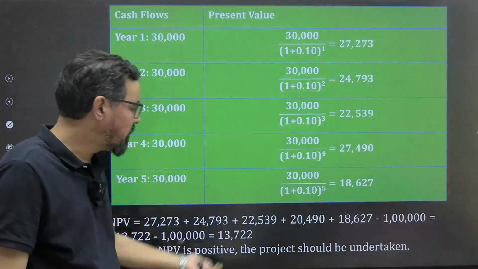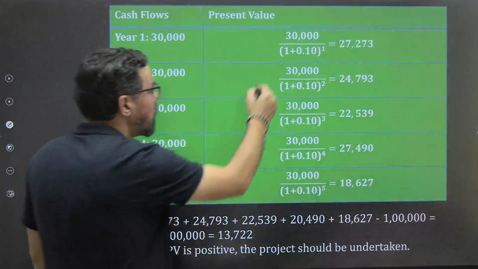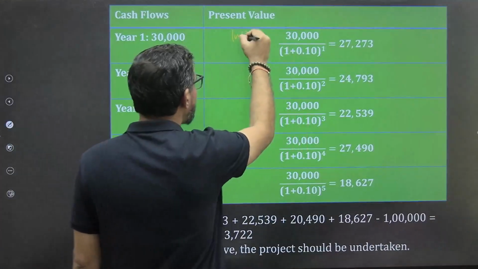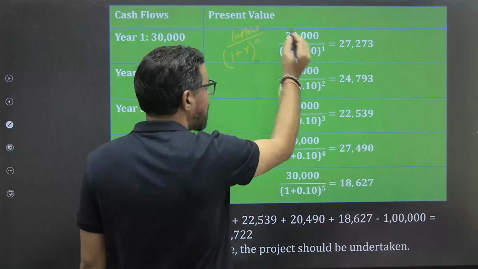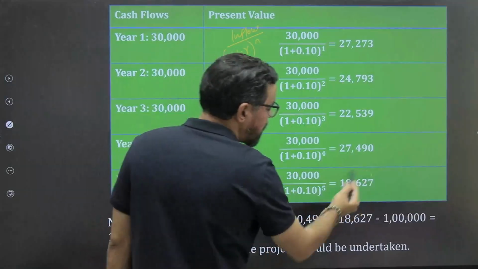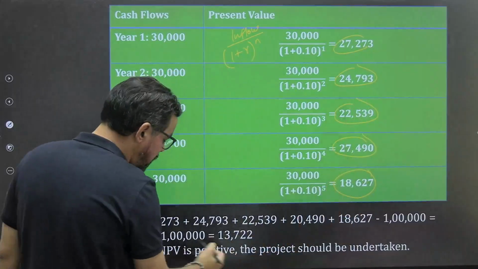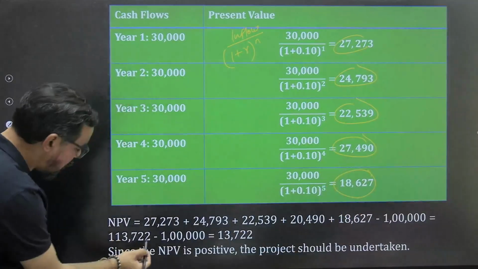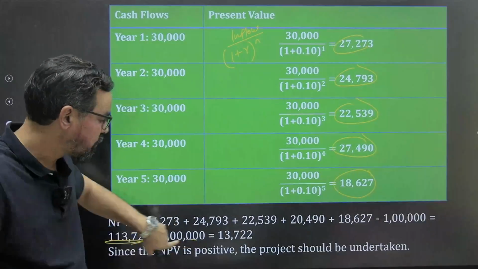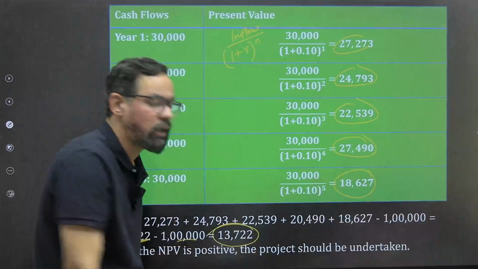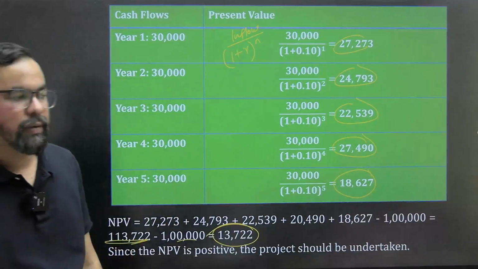Similarly, we have done the calculation here also. The formula is inflow divided by (1 plus R) to the power n. Okay. For years 1, 2, 3, 4, 5 we get these particular numbers, and after adding all these numbers we reach 1,13,722 minus 1 lakh, the initial value. So 13,722, which means NPV is positive. So we should accept this particular project. Okay? These kinds of things.